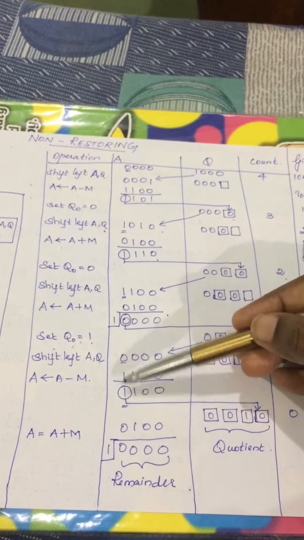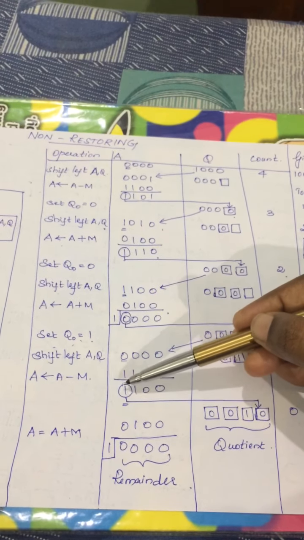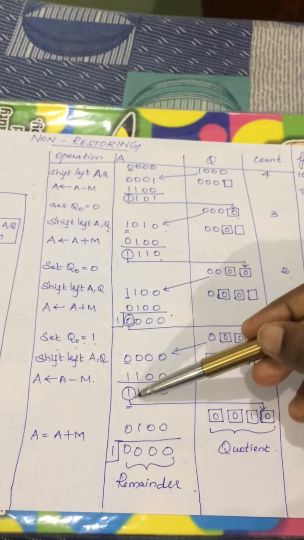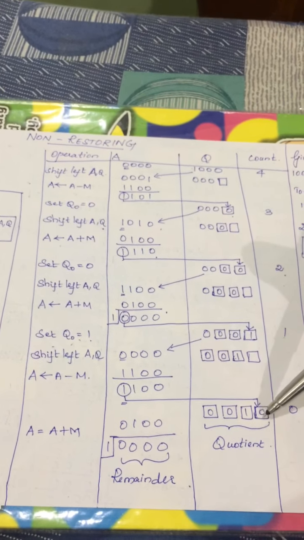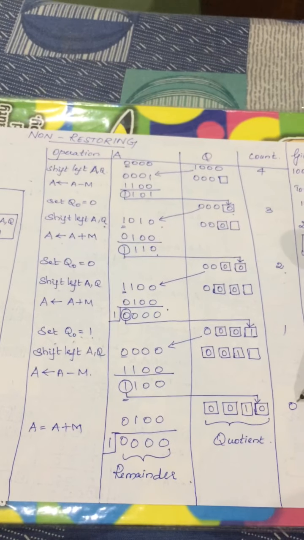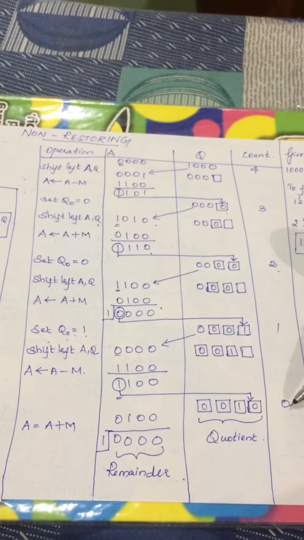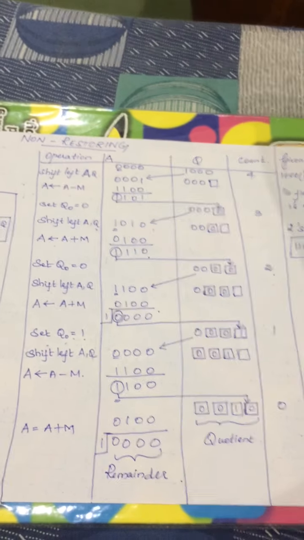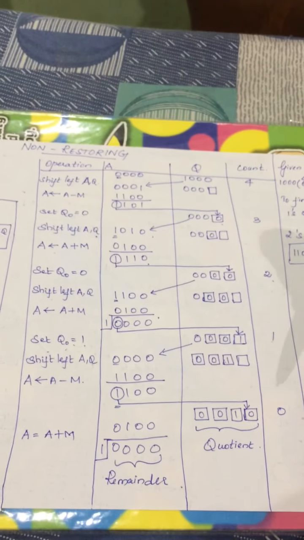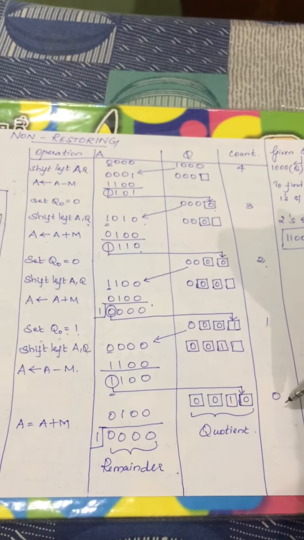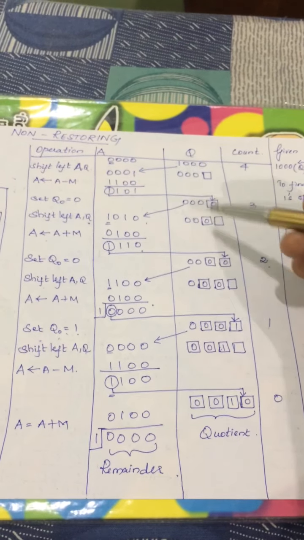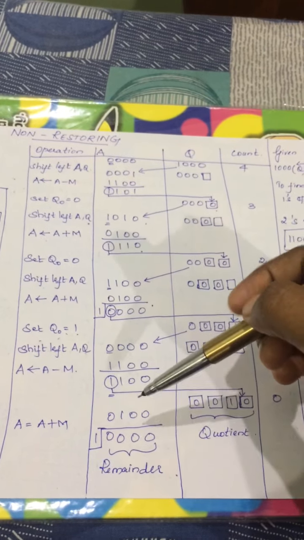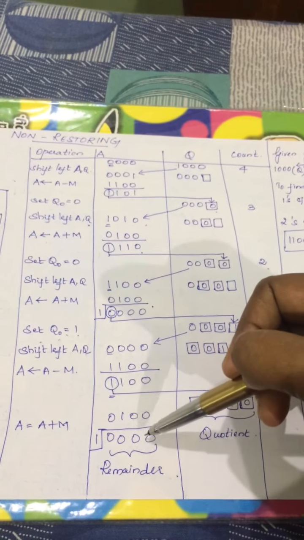So you are adding all those values, and based upon the leftmost bit of A, we are setting the Q naught value. So if it is going to be 1, then we are making the Q naught value 0. Okay, and then the count value becomes 0, because each and every time we complete one cycle, we reduce the count value. So when the count value becomes 0, what happens? We have to stop our operation, and whatever is stored in the Q register is going to be your quotient.